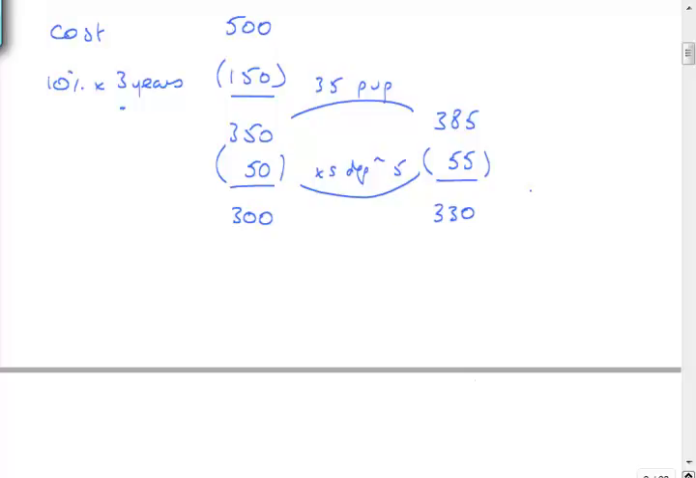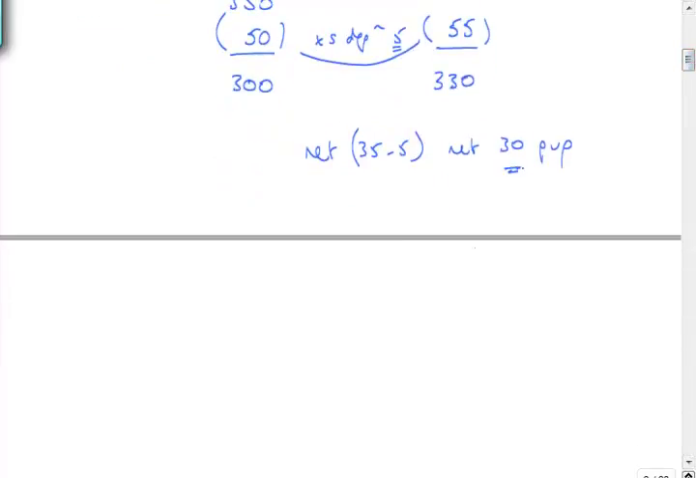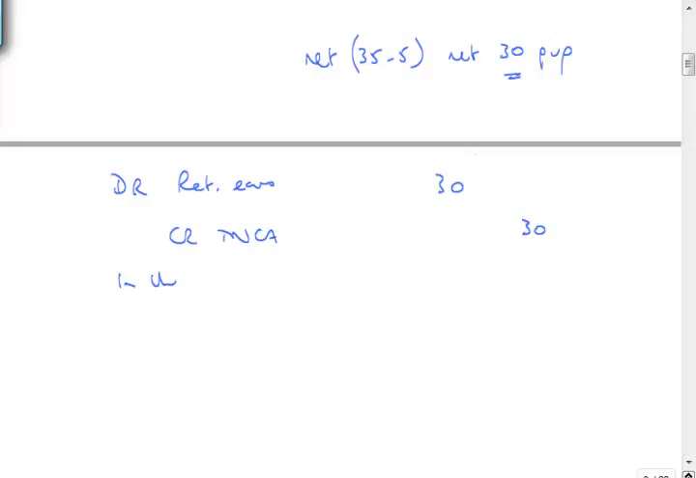So we have a net PUP adjustment: 35 PUP on transfer, 5 excess depreciation. We have a net 35 minus 5, a net 30 PUP. And the accounting treatment for that PUP is to debit the retained earnings and credit the TNCA with the net figure of 30 in the records, or in the retained earnings therefore, in the records of the selling company.